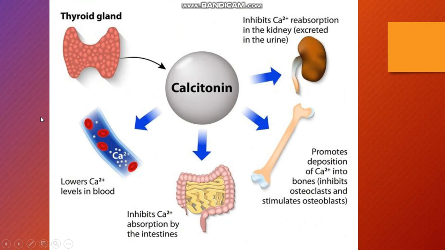You're looking here. This is the thyroid gland, lobes, isthmus. Calcitonin is being produced by the parafollicular cells. Effects: it lowers calcium level in blood. On the GIT, it inhibits calcium absorption by the intestines. It inhibits calcium resorption in the kidney, so calcium is excreted in the urine. It promotes deposition of calcium into bones. It inhibits osteoclasts and stimulates the osteoblasts.